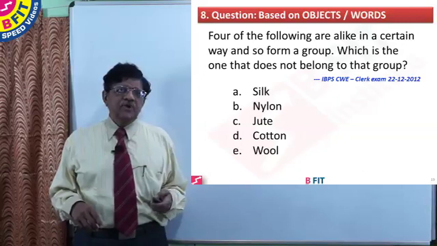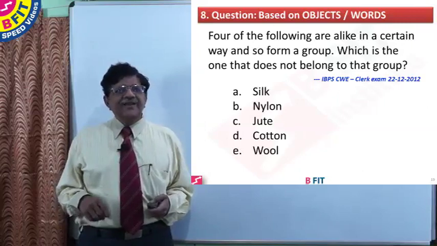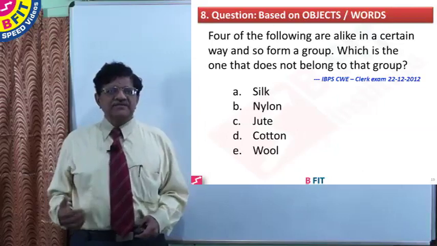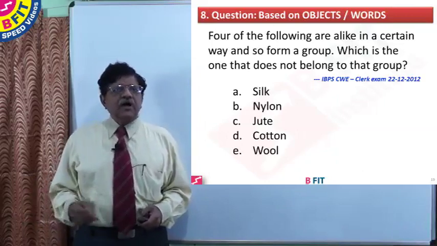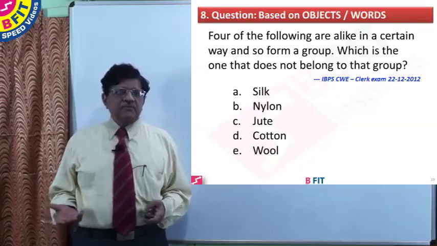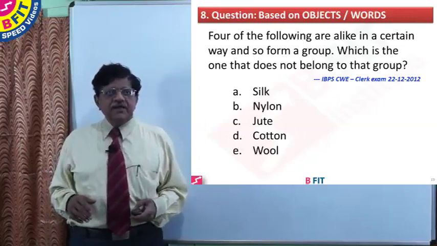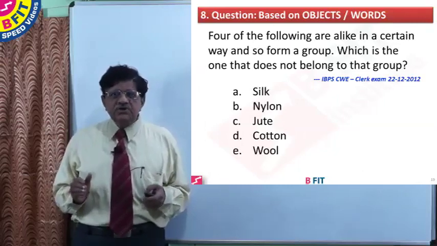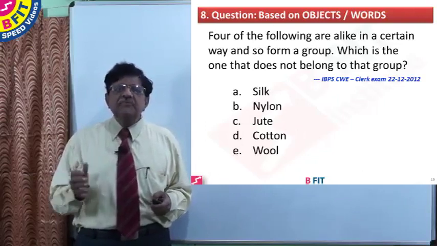Nylon, who makes nylon? Nylon, let us park nylon for the present time. Let us go to item number C, jute. Jute is a natural fiber, it grows from a plant called jute. Cotton is a natural fiber which grows on a plant called cotton plant. Wool is got from sheep. Therefore, even though all of them are fibers, if you look carefully into it, you will find that silk, jute, cotton and wool are fibers that come from natural sources.